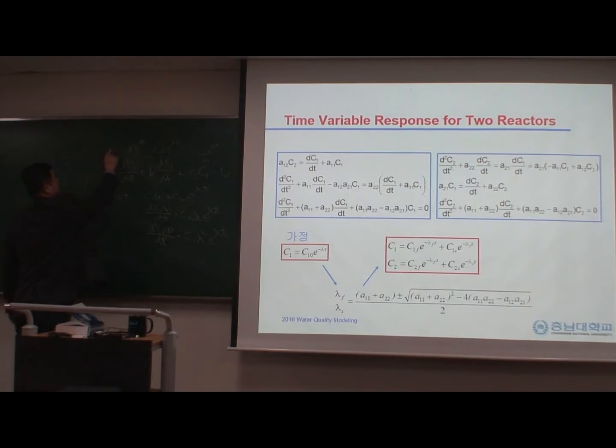Okay. So what we have is A, B, C, right? And we can cancel C10. We can divide everything by C10, right? And also, we can divide everything by e to the power of lambda t. Okay? Then what we are left with here is A lambda squared plus B lambda plus C equals 0. Look familiar?